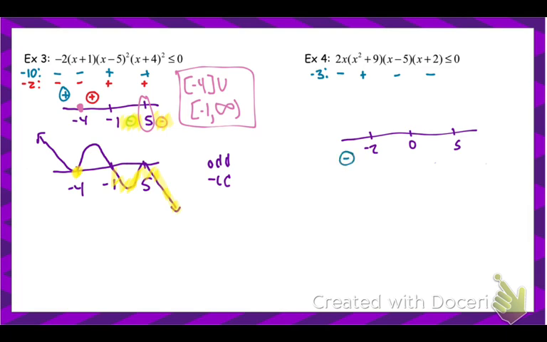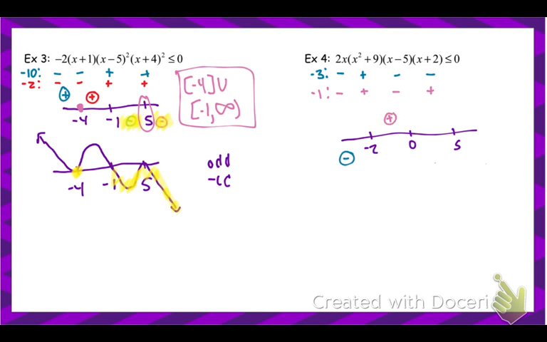Next test region. All right, let's try -1. -1 times 2 is a negative. -1 squared plus 9 is positive. -1 minus 5 is a negative. -1 plus 2 is positive. Negative times positive times positive overall is positive.